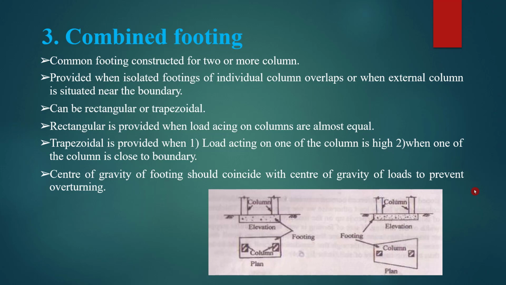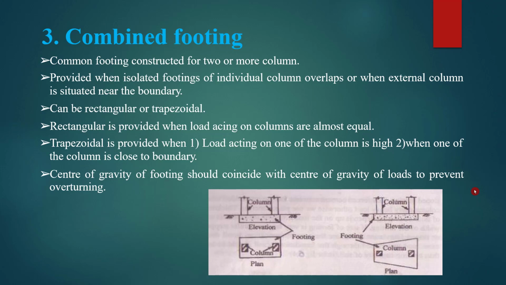In the combined foundation, suppose two columns are located very near to each other. Then instead of providing a single footing to individual columns, we can provide a single footing which takes load from two columns. A single foundation is enough for transferring the load from two columns to the ground.